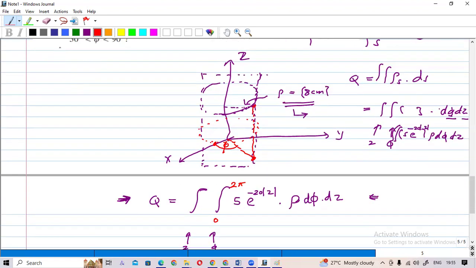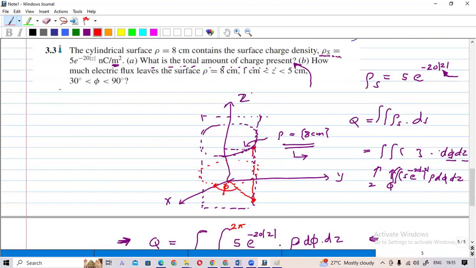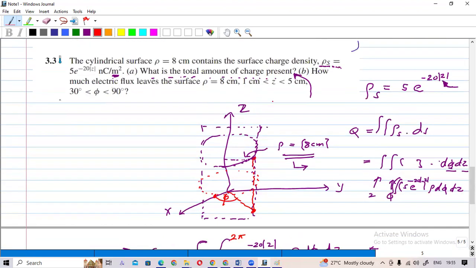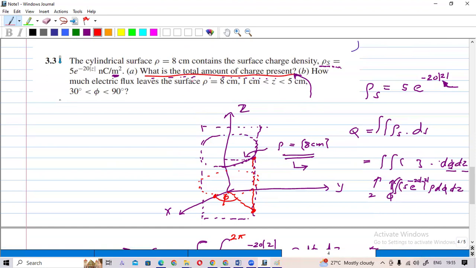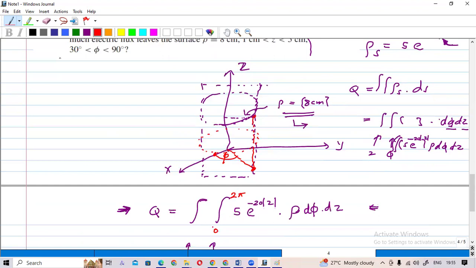Okay, so maybe it is from minus infinity to plus infinity. It may be an infinite length surface charge. That is why there is no limit given for the Z axis. No limit given for the Z axis. For phi, the limits are also not given, but we can imagine it.